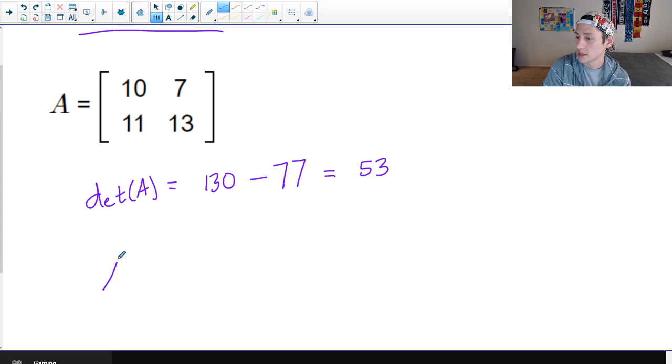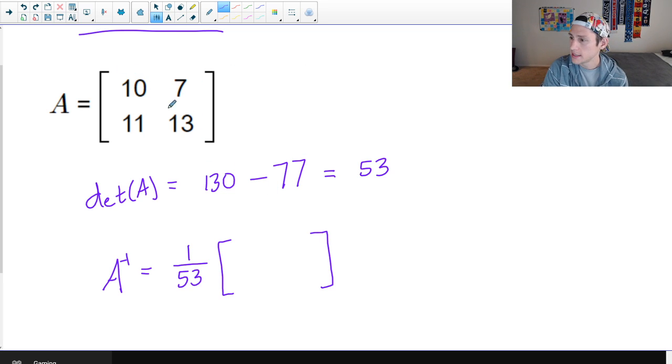All right, so my formula is A inverse equals 1 over the determinant, so 1 over 53. All right, and remember our pattern. So A and D, 10 and 13, just switch places. So 13, 10. 11 and 7 stay where they are, right? B and C stay where they are, but they just get a negative sign introduced, so negative 7, negative 11.